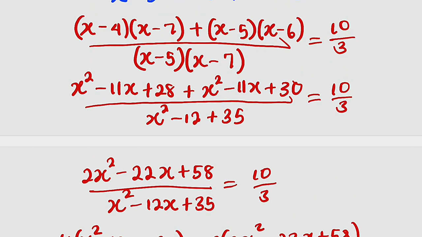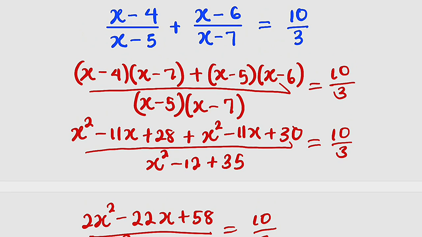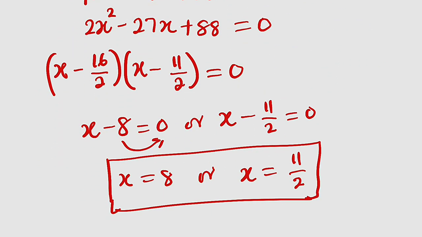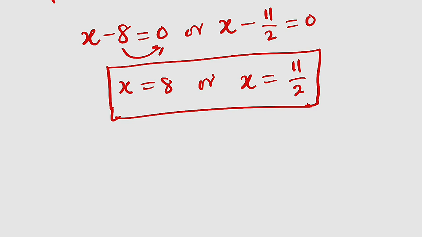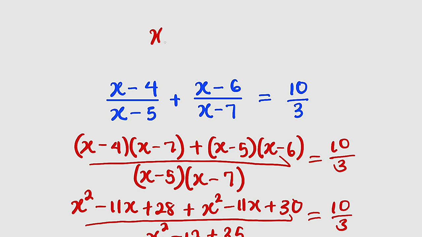The only thing I forgot to mention here is the domain. Remember that the bottom can never be equal to 0. Therefore, x cannot be 5 and x cannot be 7. And you can clearly see that none of these values is equal to either 5 or 7. As simple as that. So let me include it here. x cannot be 5 and x cannot be 7.